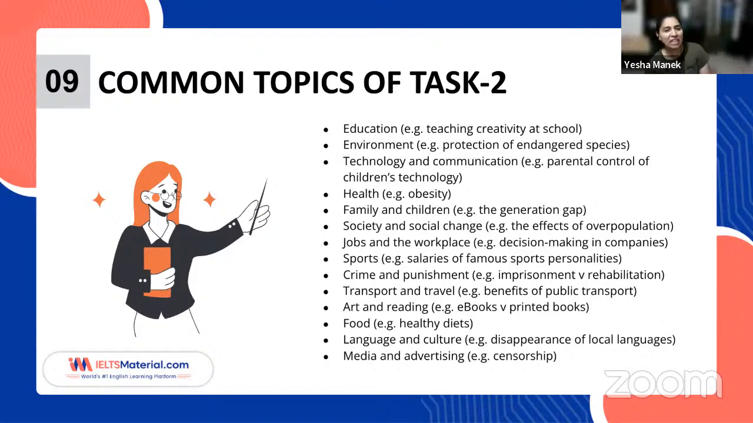All these things, the negative impact of media and advertising, these can be different questions, but you have to take the main topics. The main topics are education, environment, technology, health, family and children, society and social change, jobs and the workplace, sports, crime and punishment, transport and travel, art and reading, food, language and culture, media and advertising. If you take these topics and develop your pointers, you would definitely be able to attend any question that comes in front of you during the examination.